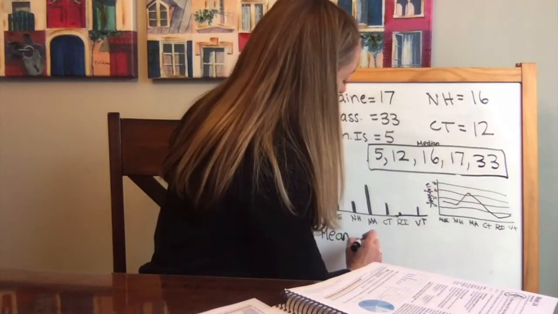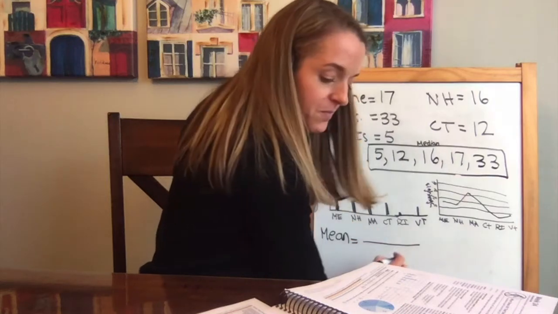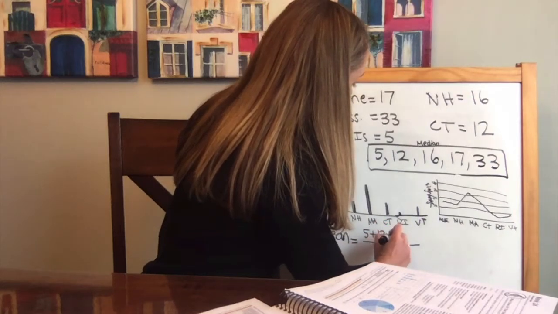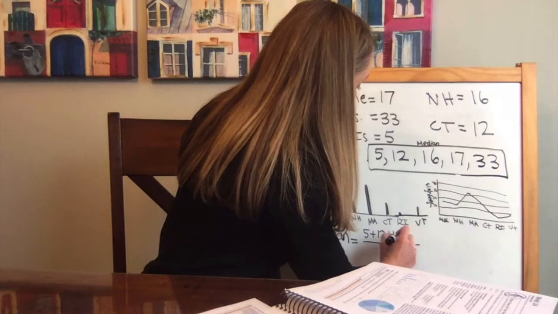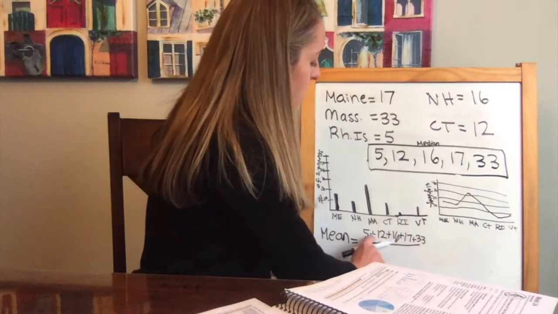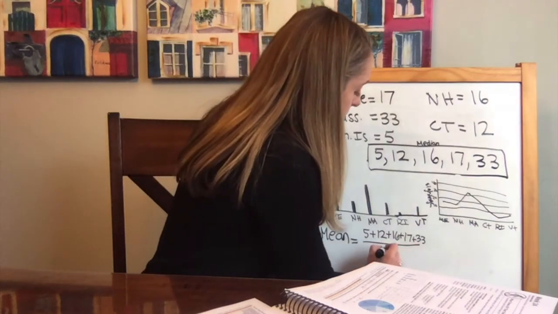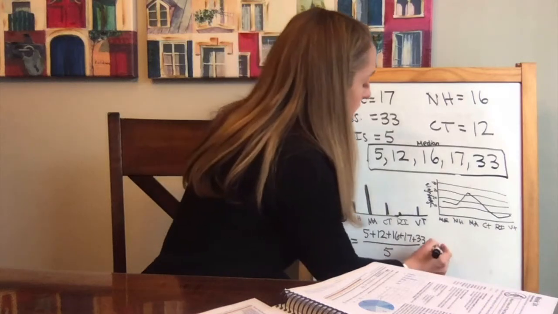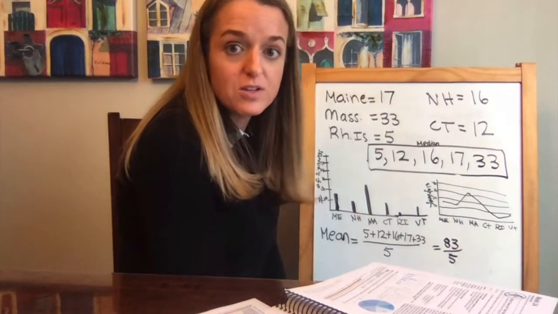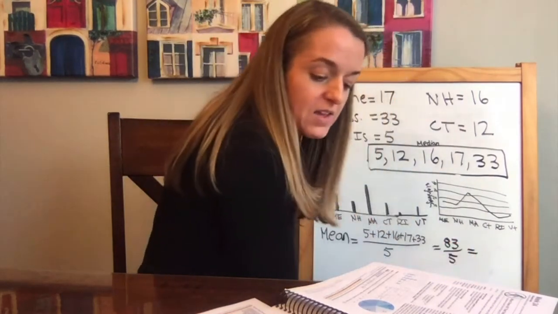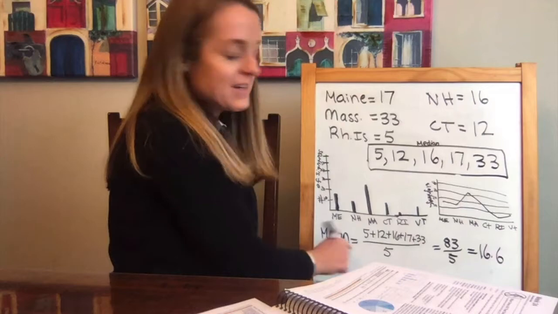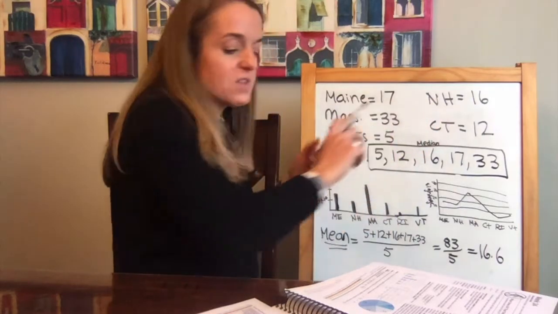The mean is going to add all the numbers together, which is 5 plus 12 plus 16 plus 17 plus 33, and we're going to divide by how many numbers we have. 1, 2, 3, 4, 5. We had 5 numbers, so we're going to divide it by 5. So when we add it all together, it's going to equal 83. We're going to divide that by 5. An adult can use a calculator to figure this out, and the answer is going to be 16.6. That is our mean for this set of data.